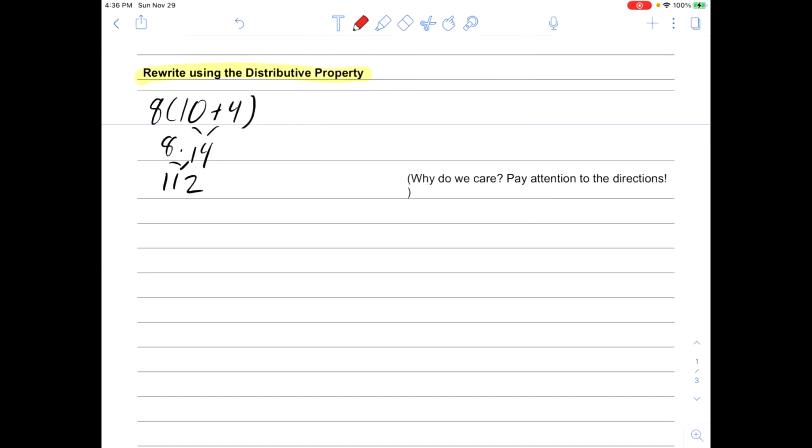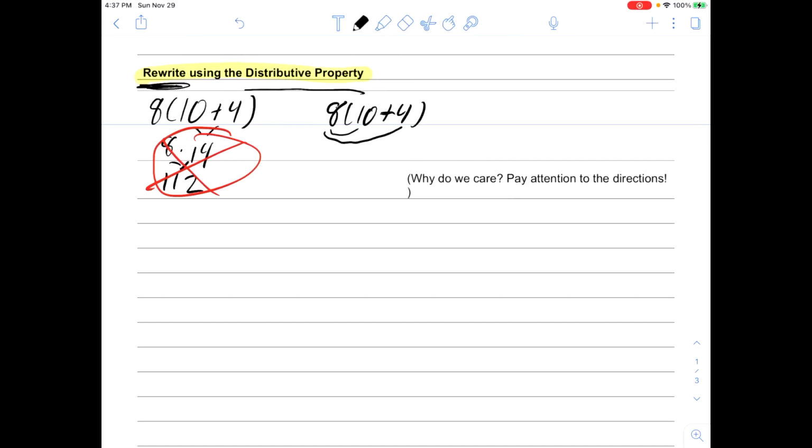However, the directions did not say to do that. The directions told us to rewrite using the distributive property. So here's what it wants us to do. Rewriting my problem over here. If I want to use the distributive property, what I'm going to do is take my 8 and distribute the 8 to the 10 and multiply that. And then I'm going to distribute the 8 to the 4 and multiply that.